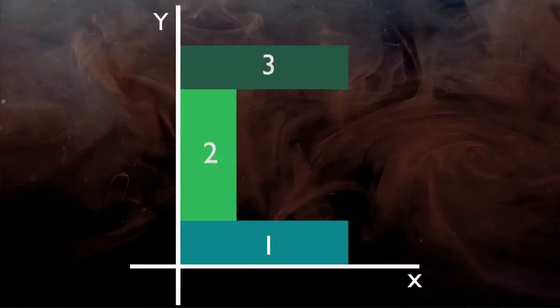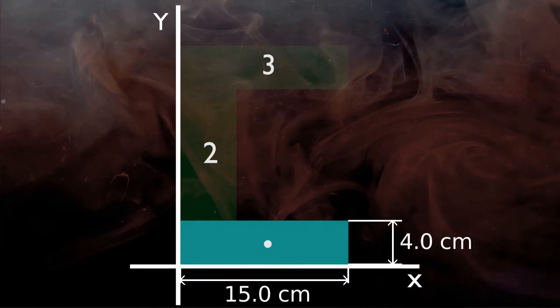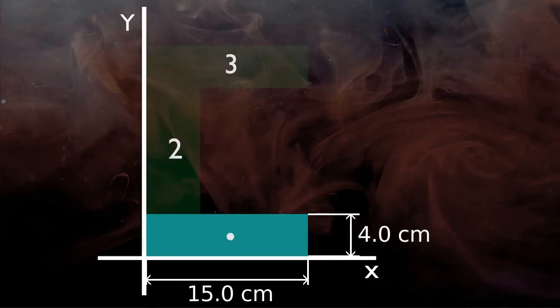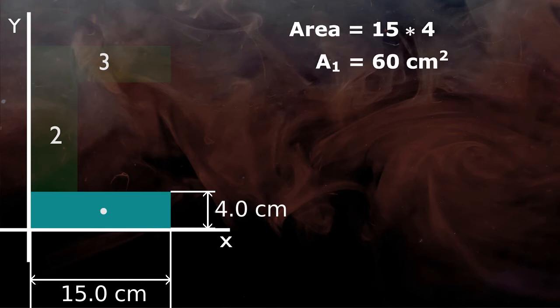Now let's find it out for rectangle number 1, or the bottom flange. Right now we will just focus on the bottom flange and ignore the other two rectangles. Locate the centroid and dimensions of rectangle 1. Now area of rectangle 1 is 15 cm width multiplied by 4 cm height, that is 60 cm square.